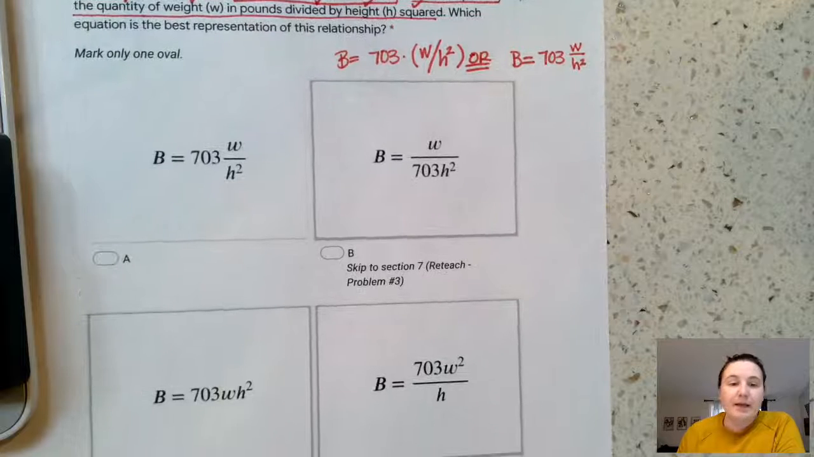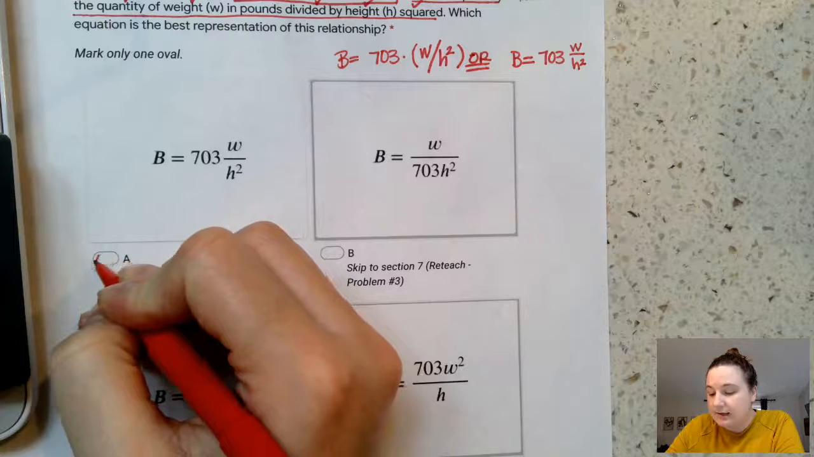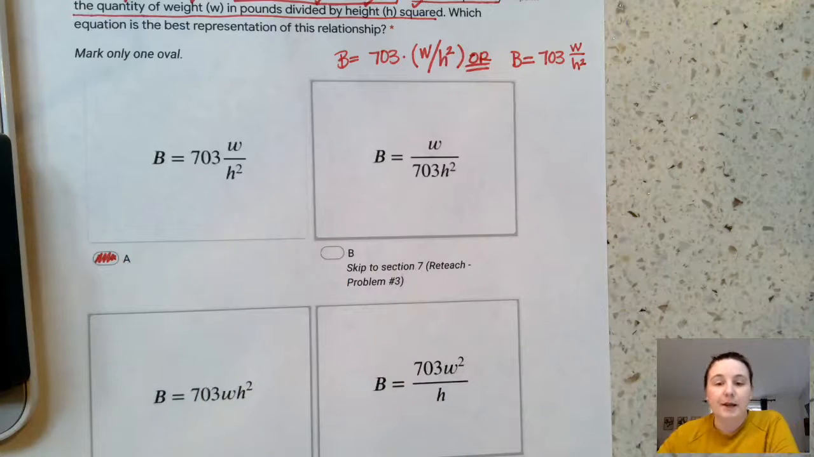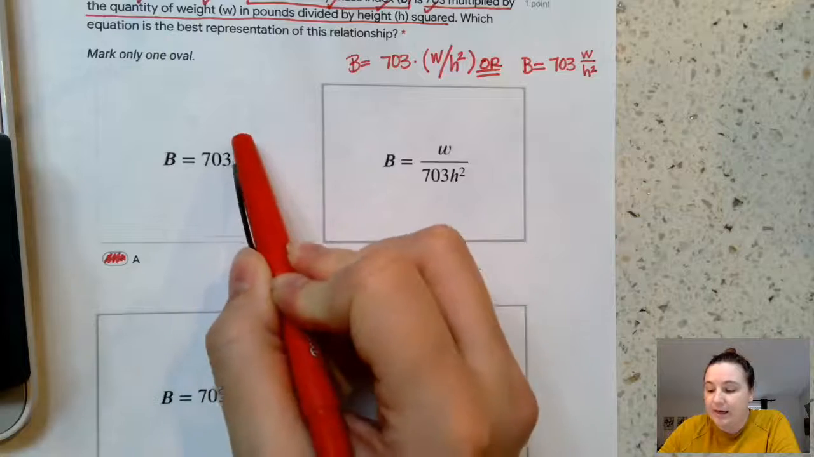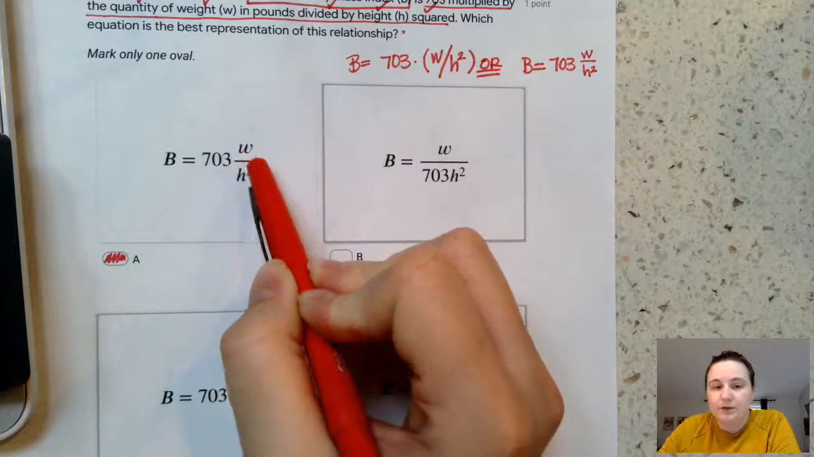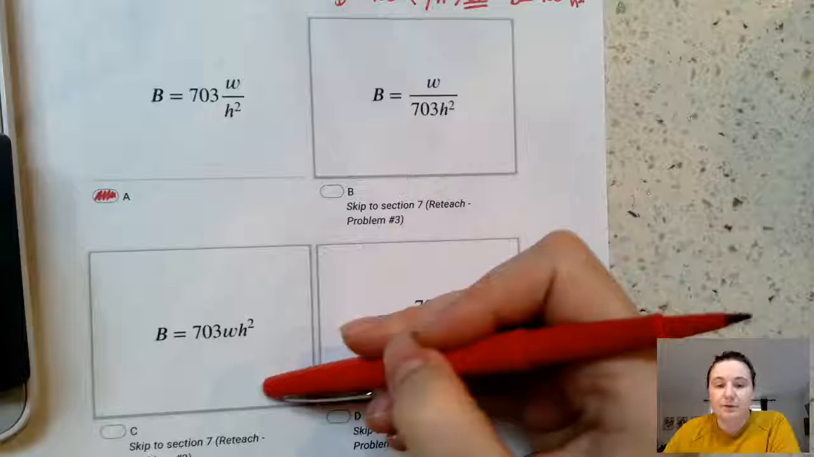But if I look at my answer compared to everything here, I can see that option A matches. So you can see you have 703 out in front. It's being multiplied by W over H squared. And so all these other ones are just a little bit different.